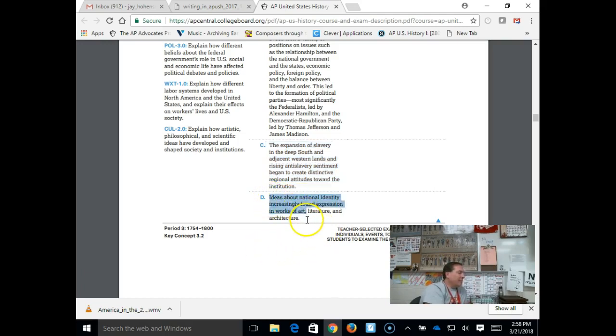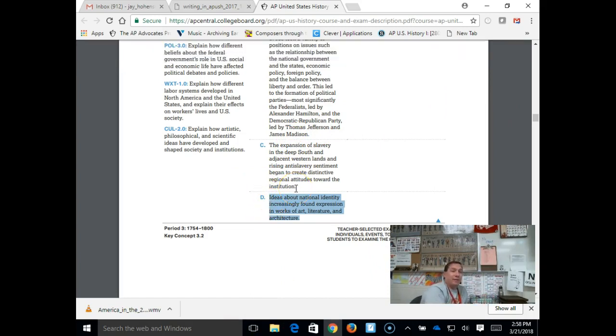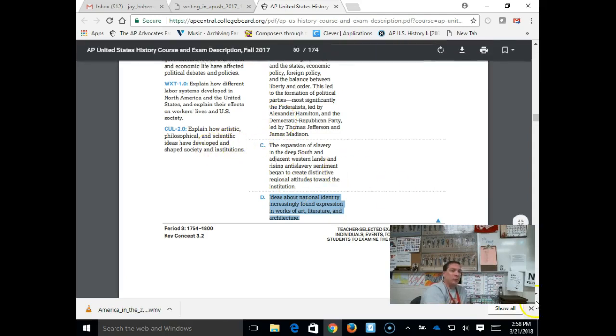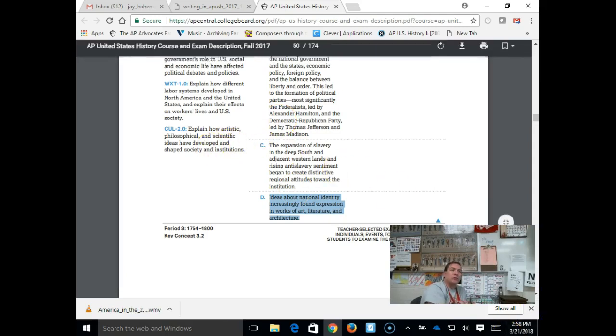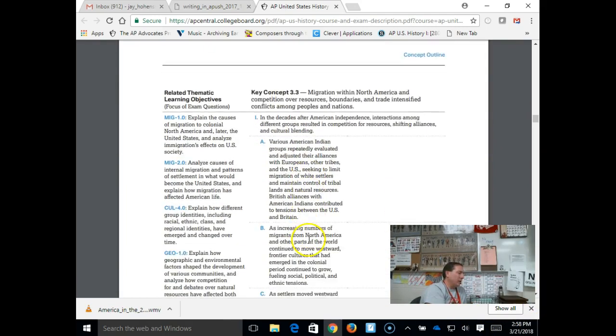We also have ideas about national identity working its way into our art, literature, and architecture. This is just kind of an aside where a lot of our artwork is being inspired by European trends, but we still have feelings of nationalism that's working its way through our artwork. So we love portraiture of the presidents and paintings of great heroic events and so on.